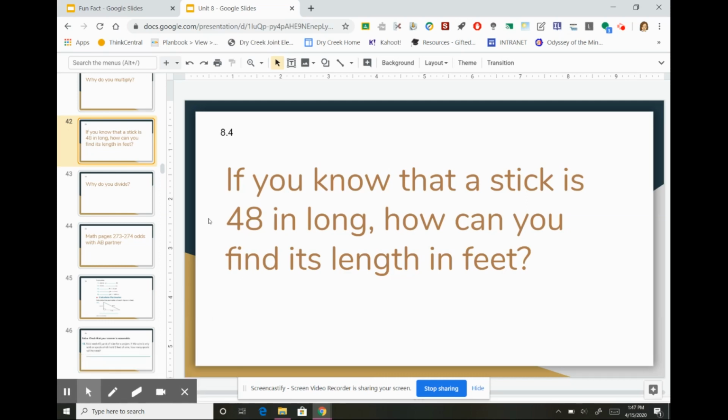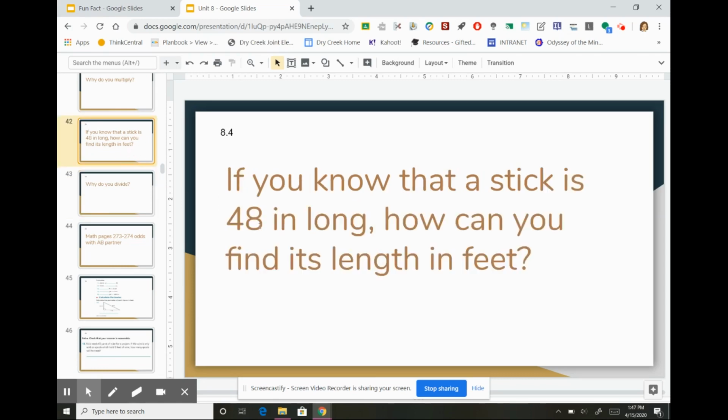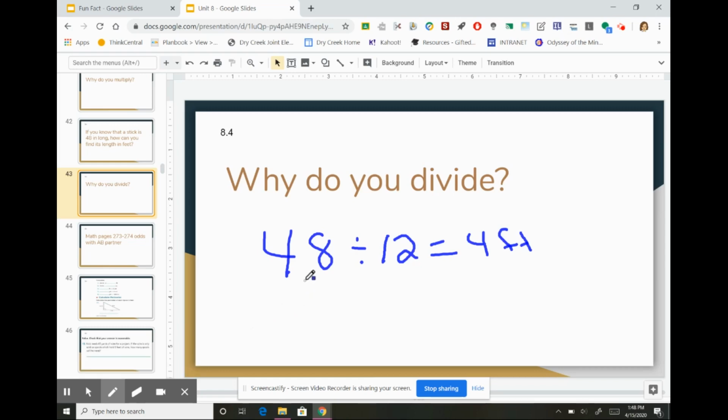Okay, if you said divide, then you are correct. And why do you divide? Because we're going from inches, which is a smaller unit, to a larger unit. Smaller to larger, you must divide. And now let's solve it. We take our 48 and divide it by 12. That gives me 4 feet, because there are 12 inches in 1 foot.